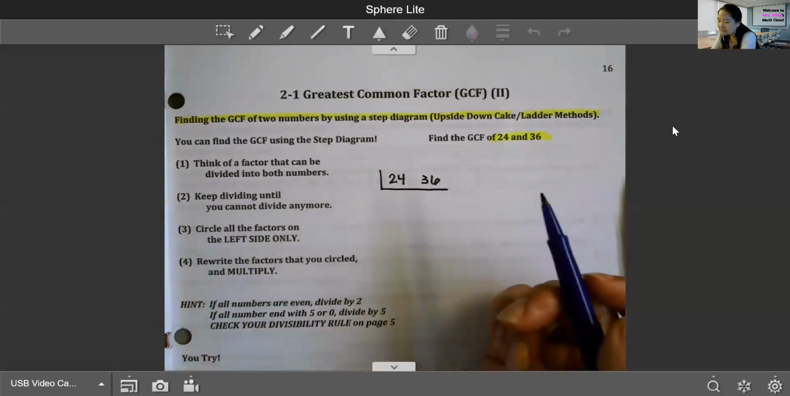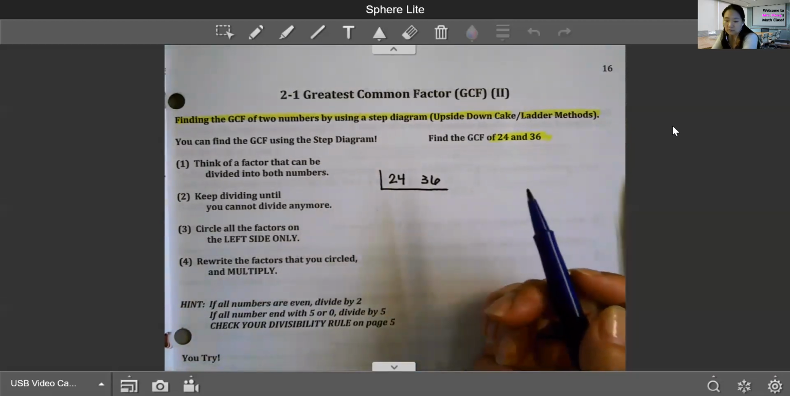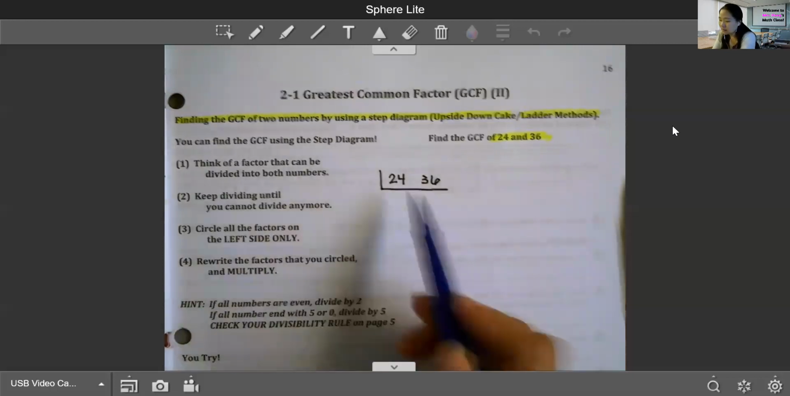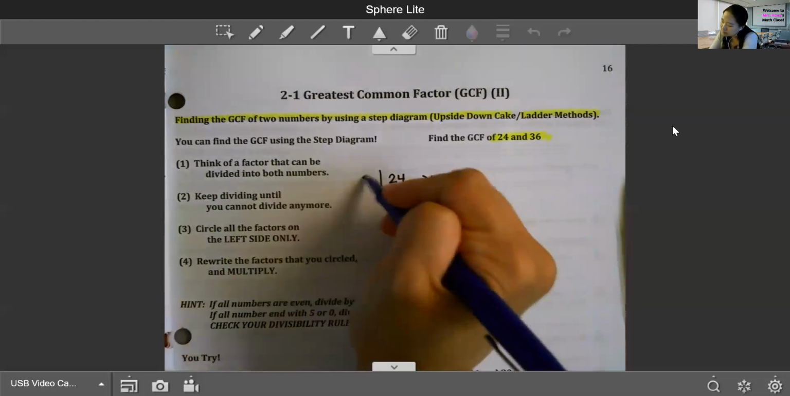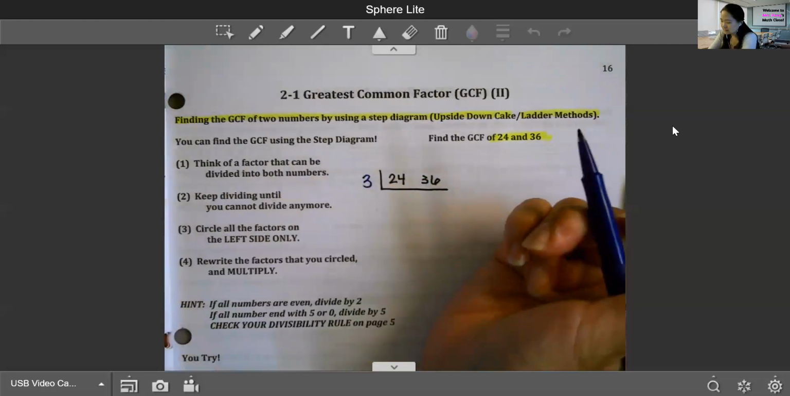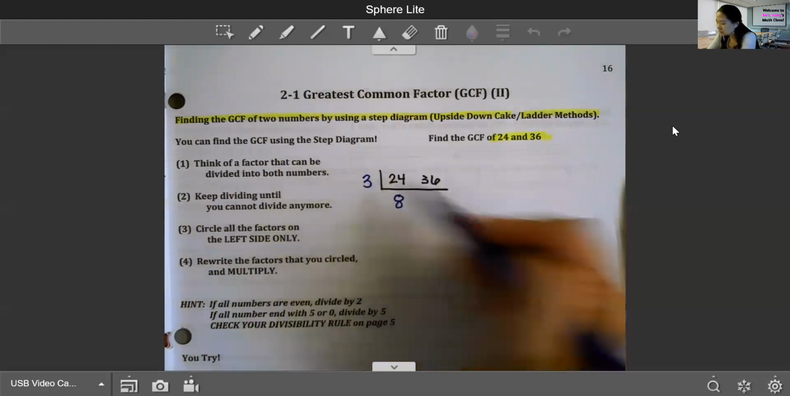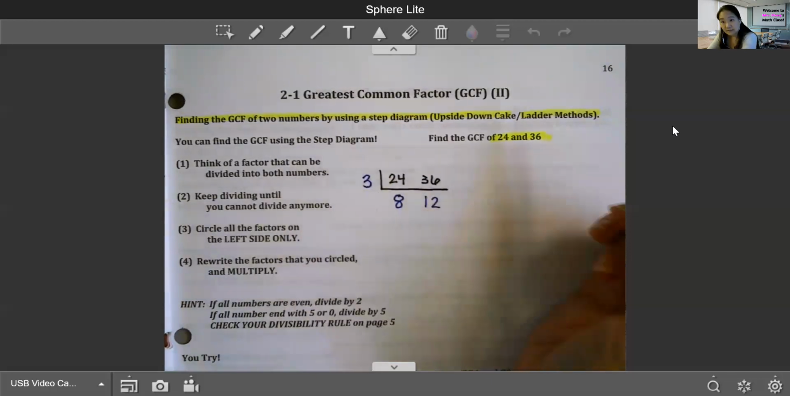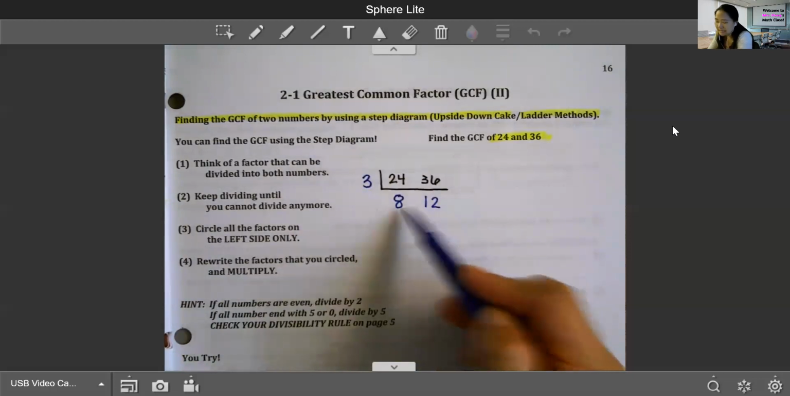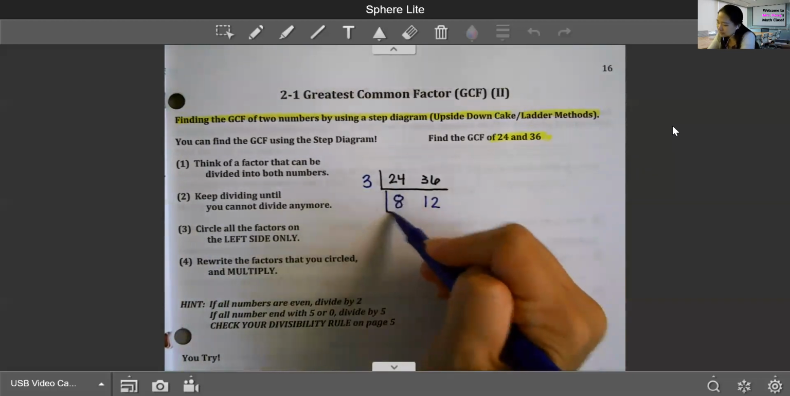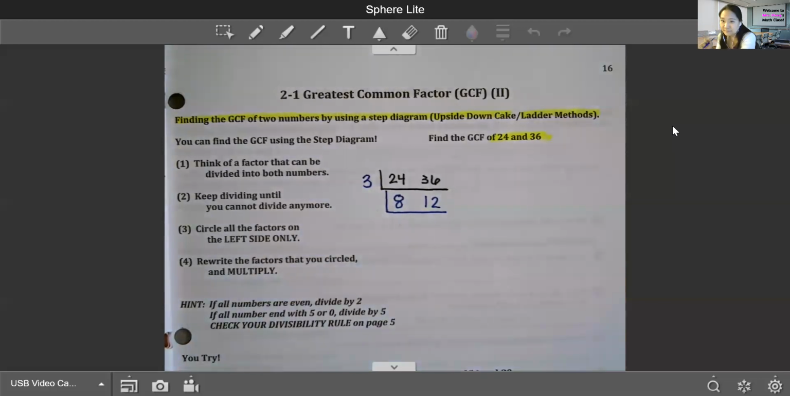So let's say I'm dividing by, I don't know, 3, okay? It can be any number that's a common factor to both. So 3, and you divide. 3 goes into 24, 8 times. 3 times 8 is 24. And 3 goes into 36, 12 times. And then you now look at these 2 numbers and ask yourself, can I still divide? Yes, you can. If you can still divide, you draw another ladder, okay?